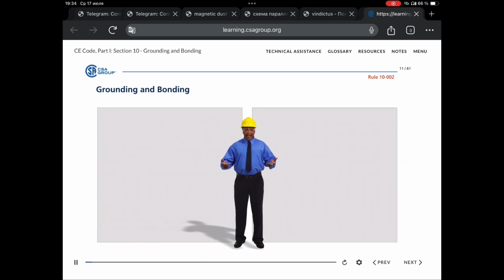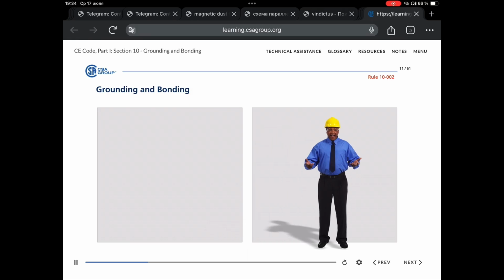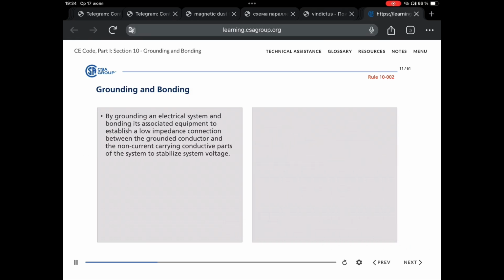In Section 10 of the Code, it is established that grounding and bonding can minimize the likelihood and severity of electric shock by establishing equipotentiality to prevent damage to property during a fault event as follows. By grounding an electrical system and bonding its associated equipment to establish a low-impedance connection between the grounded conductor and the non-current carrying conductive parts of the system to stabilize system voltage.